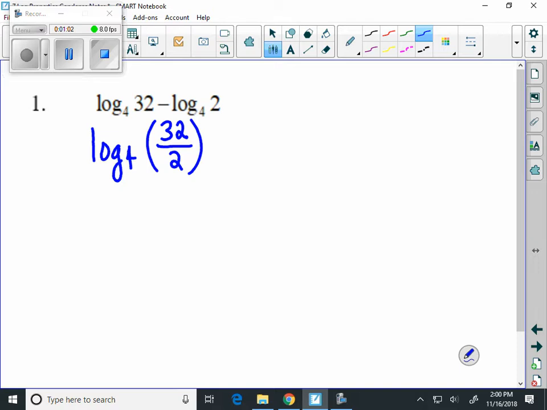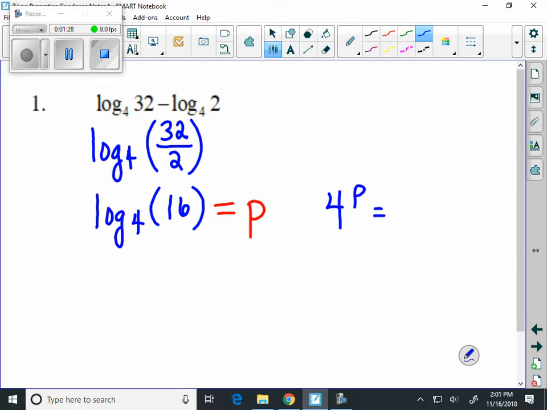Well, in this particular problem, 32 divided by 2 can be calculated. So this is going to become log base 4 of 16. And then the question is, can we figure out what log base 4 of 16 is? And we can. You know that I oftentimes like to write equals p. So this becomes 4 to what power equals 16. And what we know is that 4 to the second power is 16. So really, when we condense this, it turns into 2.